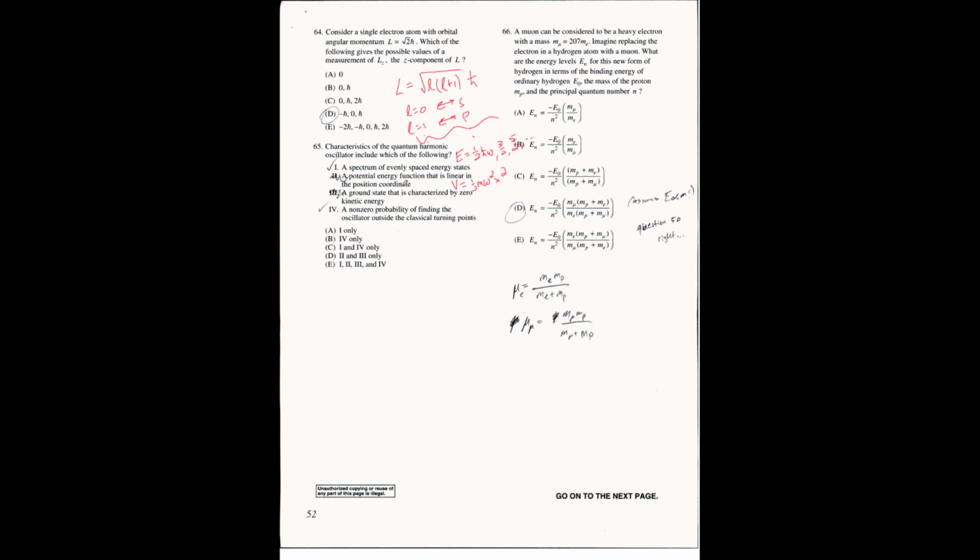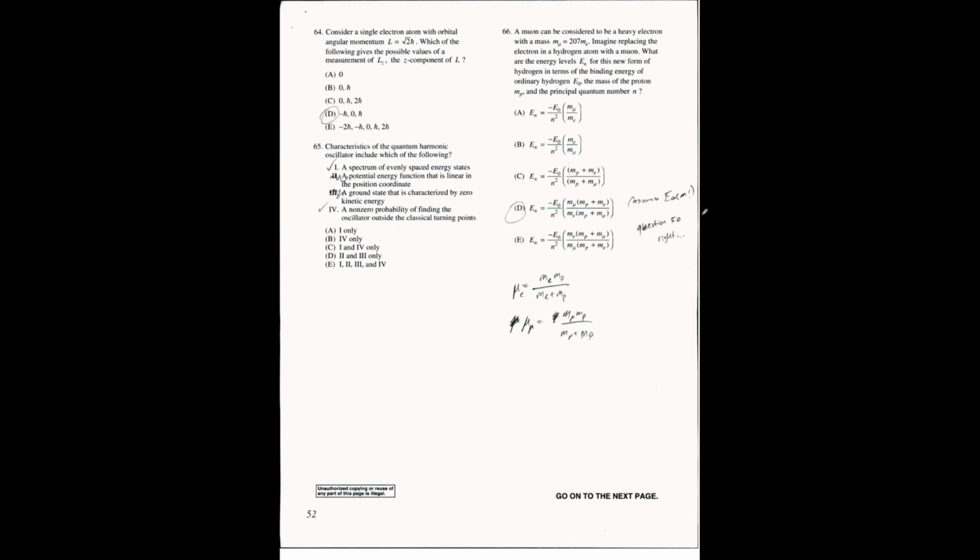Number 4, a non-zero probability of finding the oscillator outside the classical turning points. Yeah, so even for the ground state, the ground state of the harmonic oscillator is a Gaussian, and so that's non-zero even outside the classical turning points. It's a common problem in a first quantum mechanics class to calculate what that probability is. But yeah, it's a non-zero probability. So it looks like 1 and 4 are true.